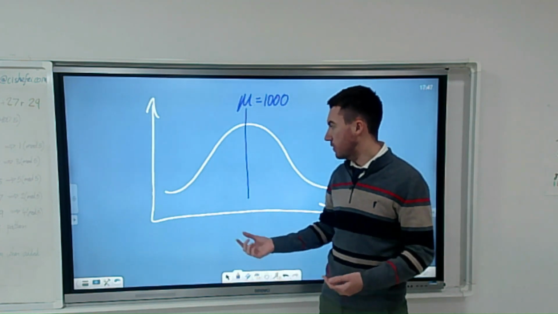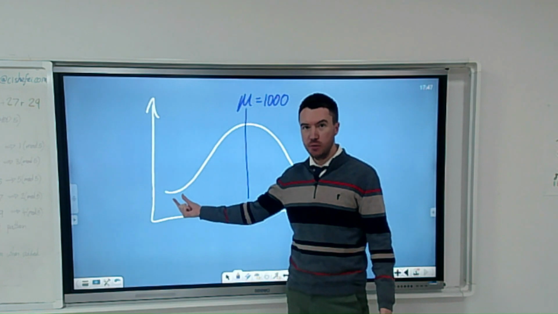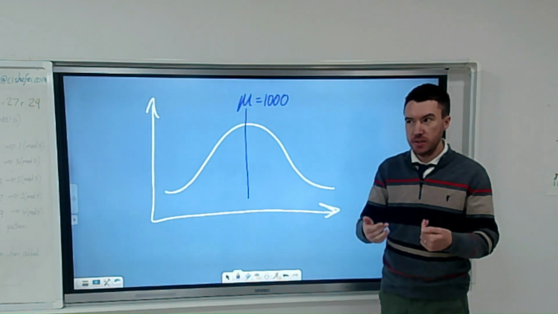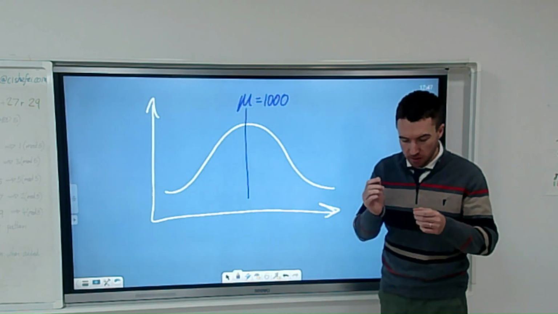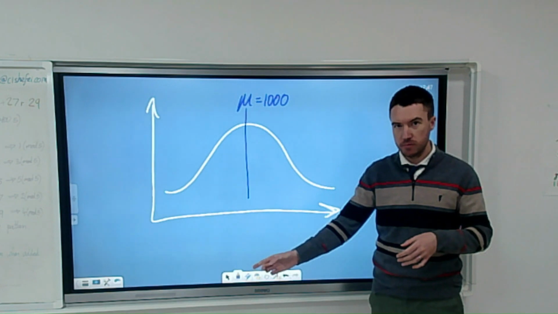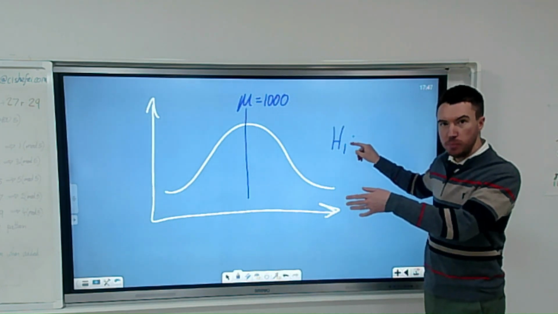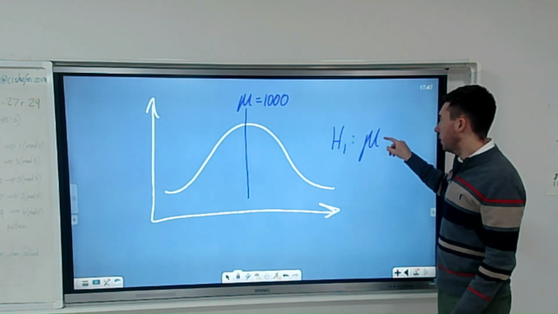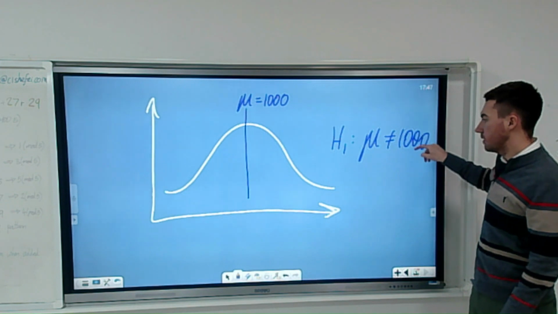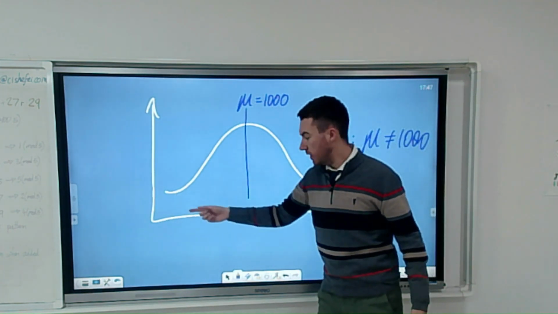Now I want to introduce a little bit about two-tailed tests. A two-tailed test means we're checking to see if it's in the critical region here or the critical region here. And always in two-tailed tests, our alternative hypothesis will be not equal to. For example, in this question that we just looked at, our alternative hypothesis would be that it's not equal to 1,000. So we have a critical region here, and we also have a critical region here.